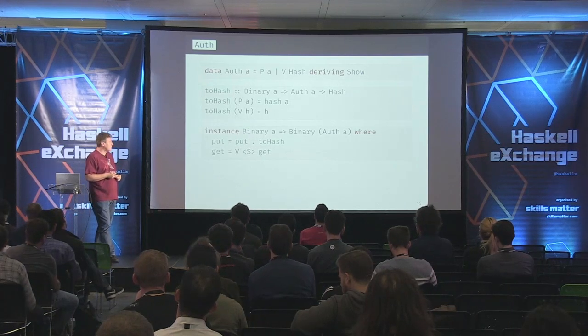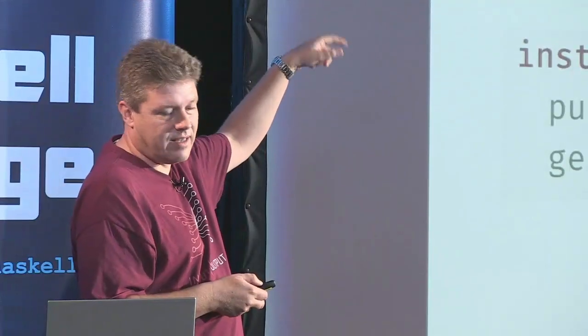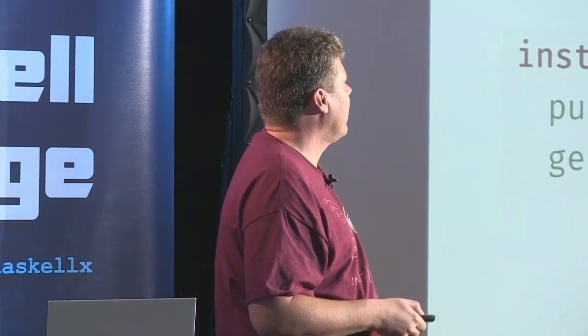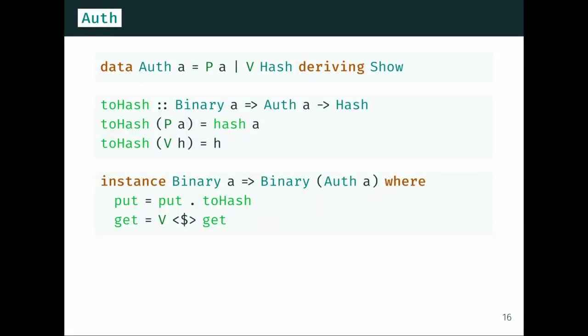Right. So in Haskell, I didn't call it lambda. I call it capital Auth, this type constructor. That's basically their lambda. And I have two constructors, one for the prover version, one for the verifier version. And as in the original paper, the prover version is just a wrapper around A, and the verifier version just holds the hash. And then this helper function: given such an Auth A, I can extract the hash. So if it's already a hash, then I just return the hash, and if it's an A, I hash it.